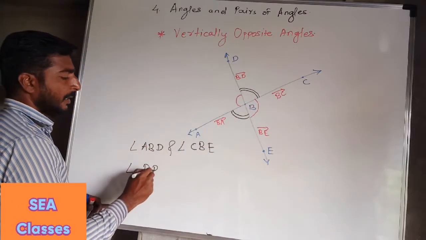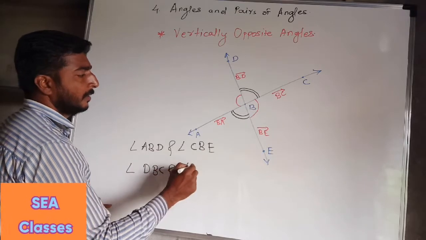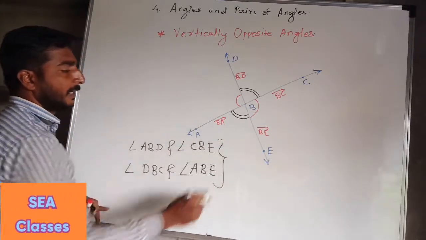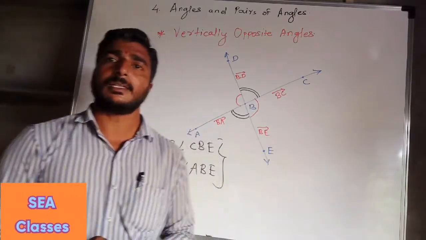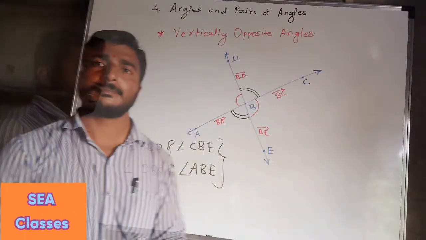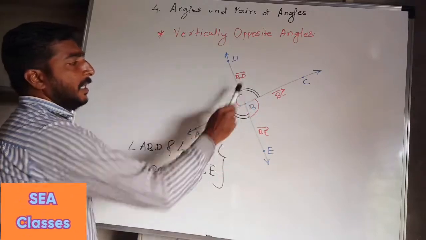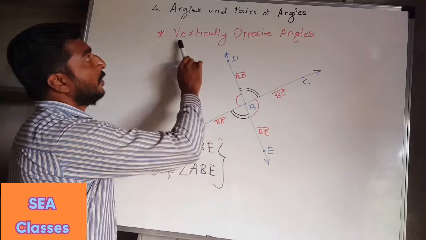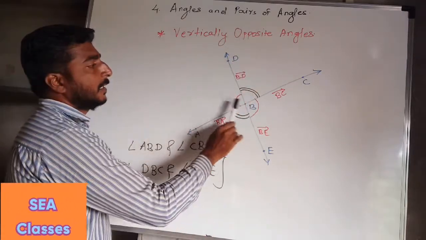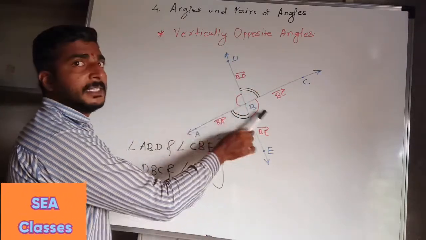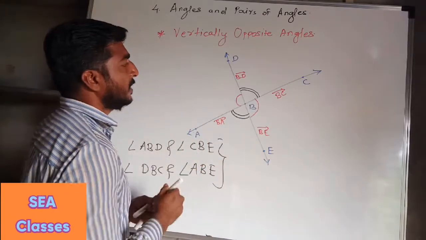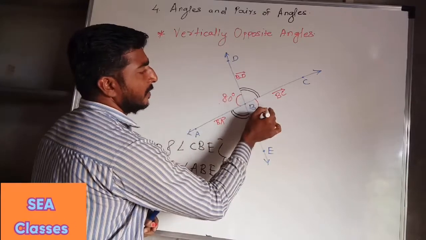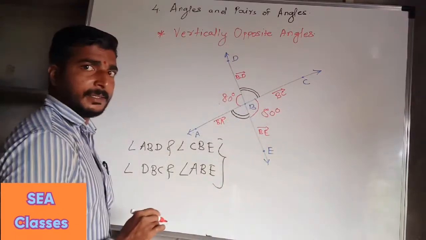and the other pair of vertically opposite angles is angle DBC and angle ABE. So there are two pairs of vertically opposite angles in this given figure, and these vertically opposite angles are always equal in measure. Means the property of vertically opposite angles is that they are always equal in measure. Suppose this angle is 80 degrees, then its opposite angle is this angle, so it will also be 80 degrees.